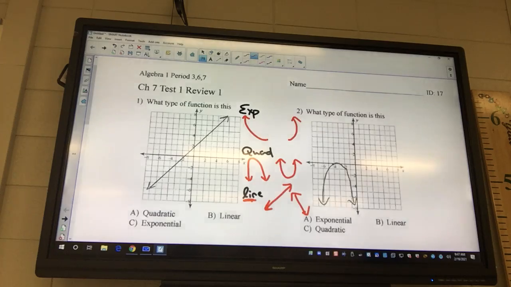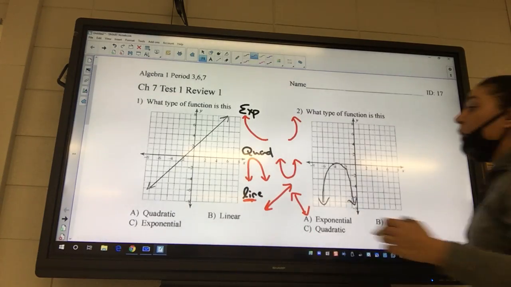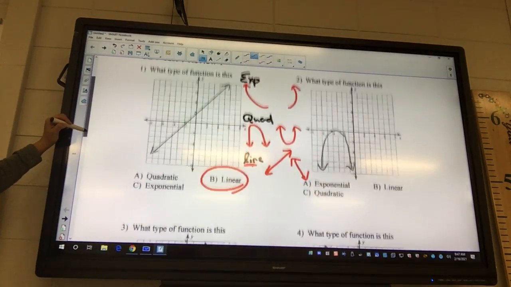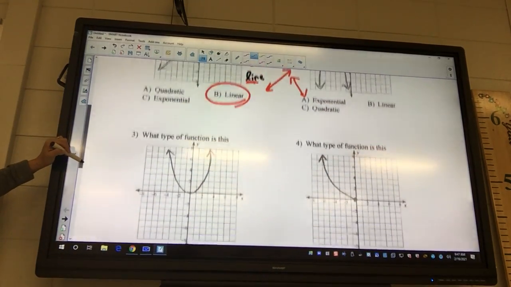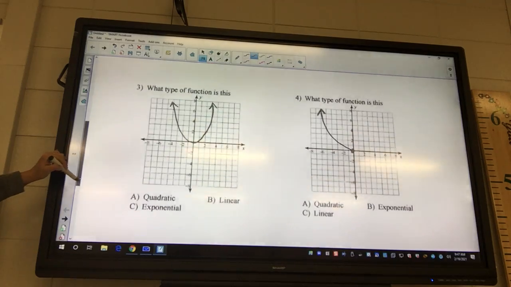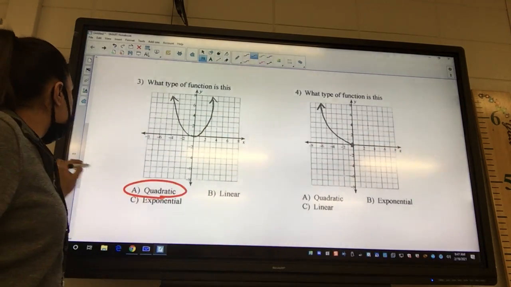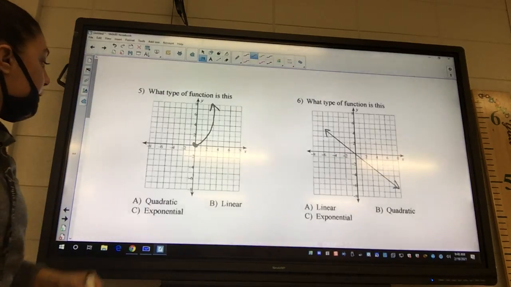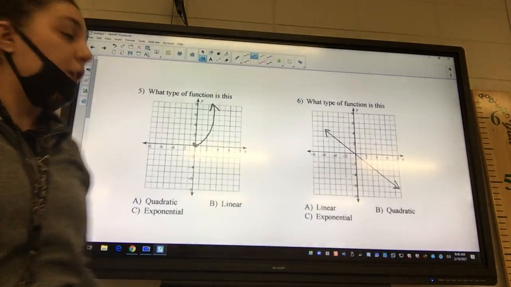Okay, so given what we know, what type is number one? Linear. Yeah. Good job, Sam. Okay, what about 3? Quadratic. 5. Exponential.